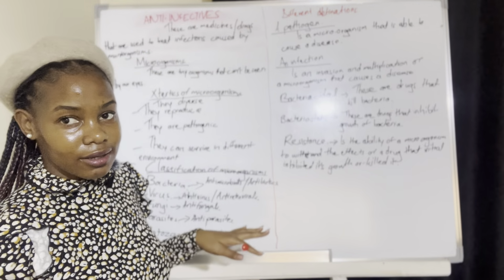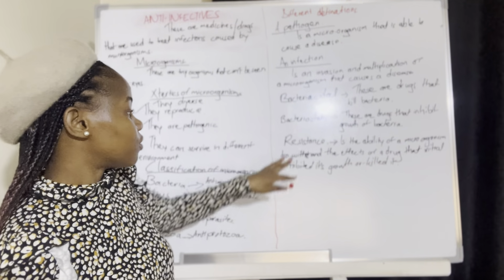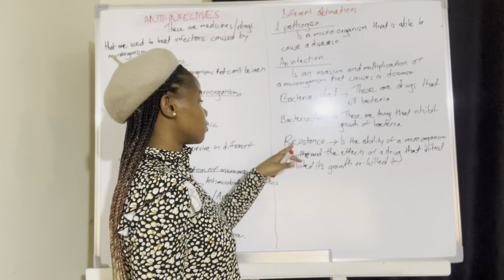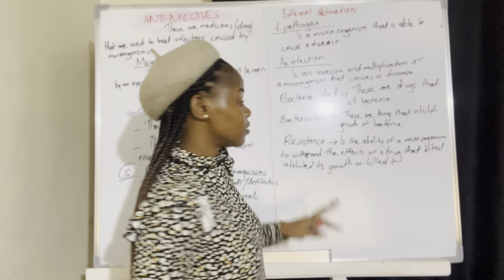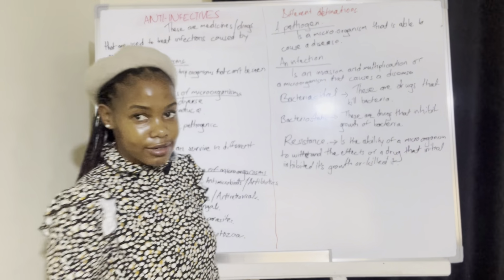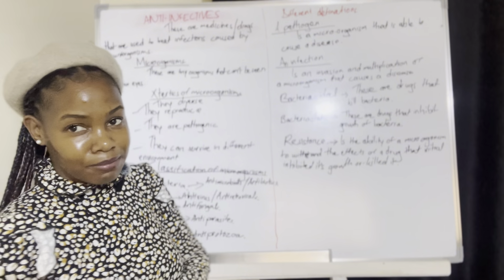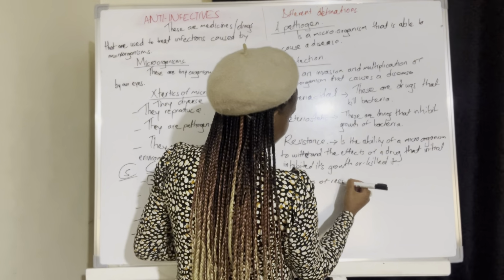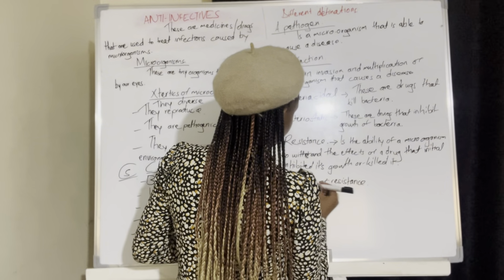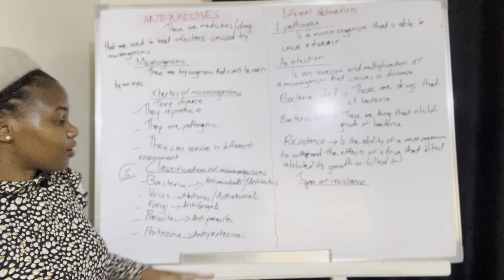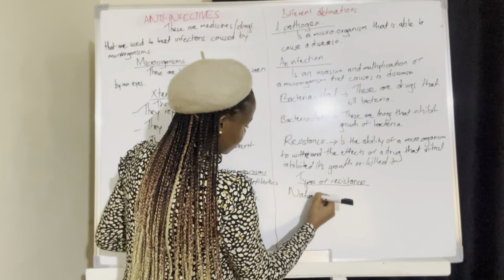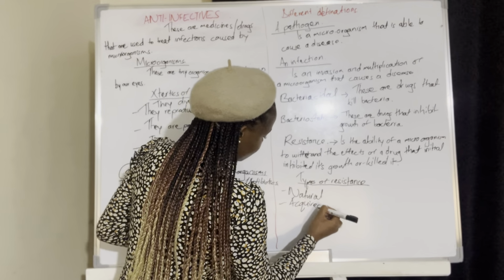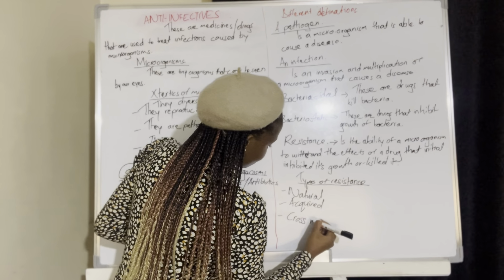This is a very important thing in this topic that we are studying, anti-infectives. So we are going to first look at all the different things that occur in resistance. We have looked at the definition. Resistance has different types. What are the types of resistance? We have natural resistance, we have acquired resistance, and we have cross resistance.